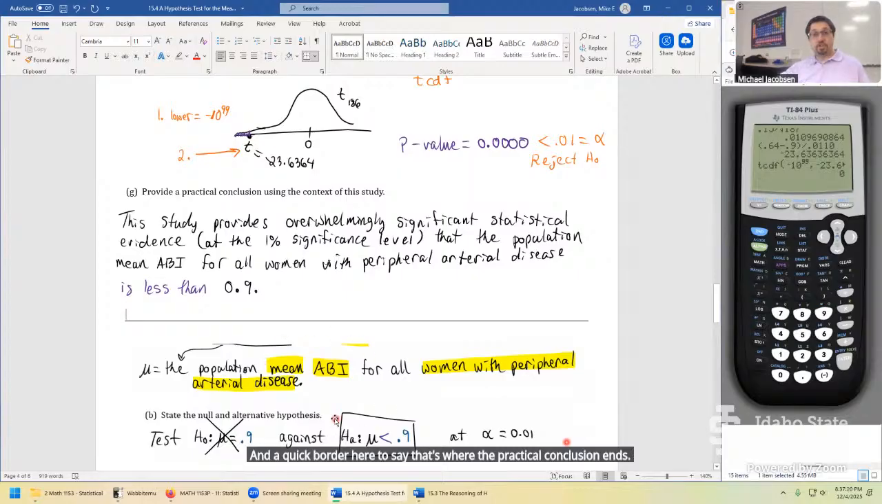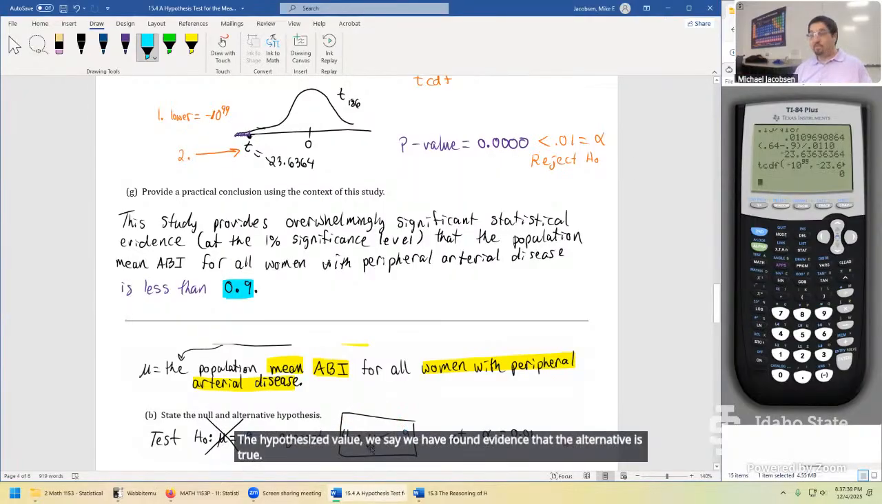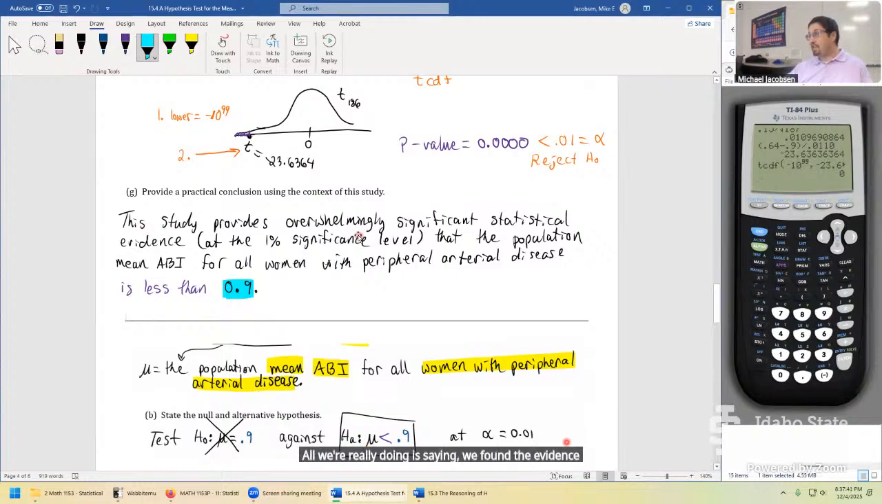And this screenshot here is just for a quick reference on how we got there. So it's really the same as before. We just say once again, what is mu compared against, I want to put in a specific coloring, the hypothesized value. We say we have found evidence that that alternative is true. All we're really doing is saying we found the evidence, that's this first line, and we write out once again what mu is to put it in context.